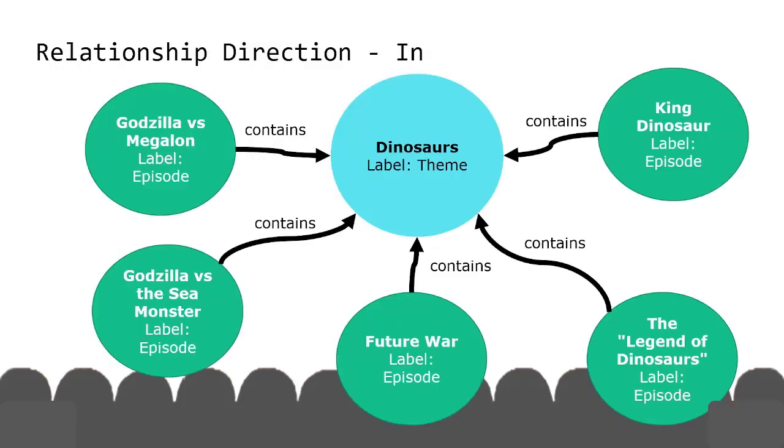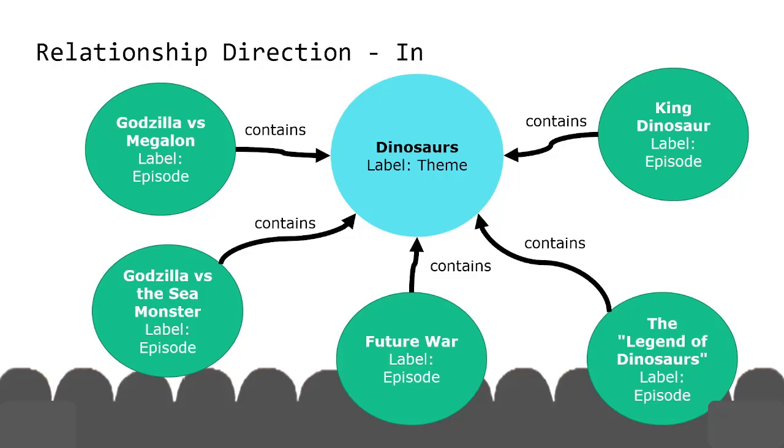So we're going to take a look first from another theme. So we saw princesses. Now let's talk about dinosaurs. We have Future War, Godzilla versus Megalon, Godzilla versus Sea Monster, King Dinosaur, even the Legend of Dinosaurs from Season 0. All contain the dinosaurs theme. Notice that those arrows are pointing at dinosaurs. They are coming into the dinosaur's vertex. So when we come at the vertex, those arrows pointing in, those are going to be known as in E.